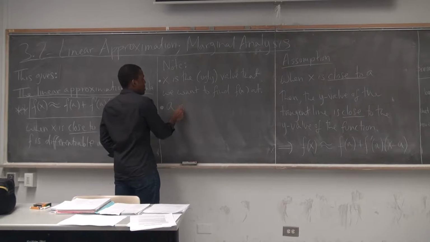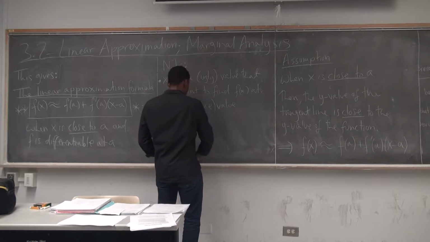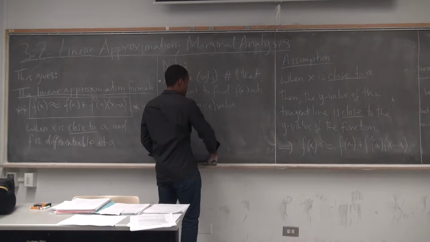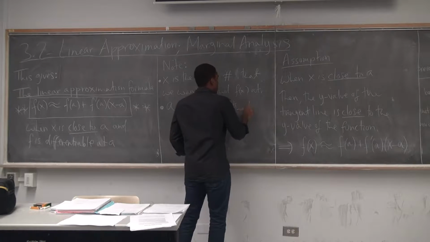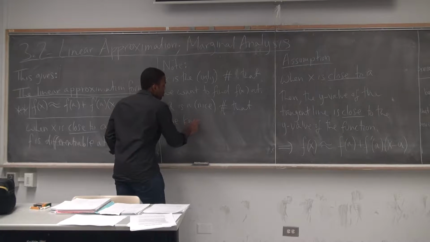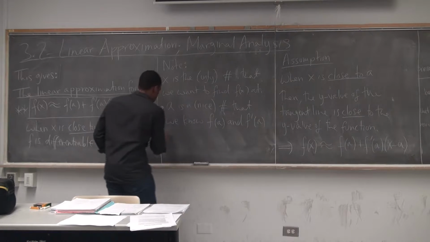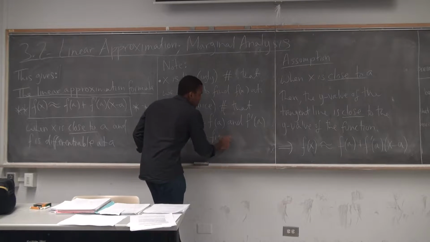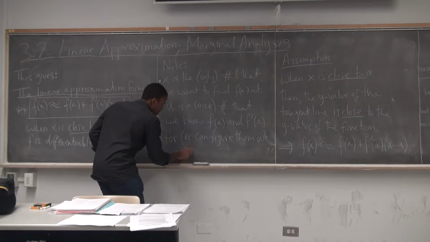Second thing, a is a nice value. I shouldn't call these values. We usually call values with the y. Nice number. That's the ugly number and the nice number. That we know f of a and f prime of a for, or we can figure them out with relative ease.